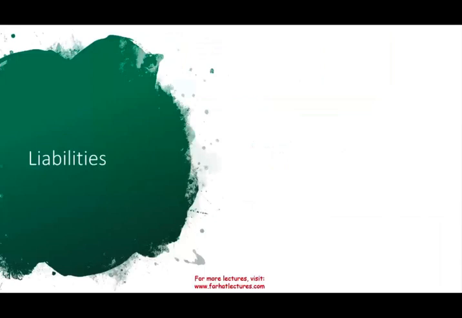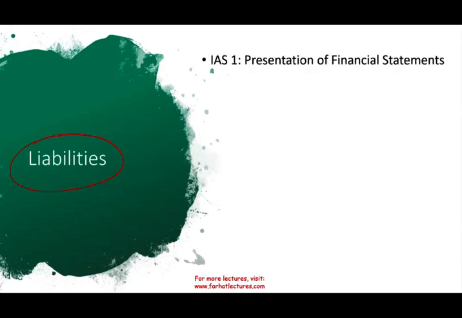Before we talk about IAS 37, we need to talk a little bit more about liabilities, because IAS 37, provisions and contingent liabilities, are forms of liabilities. If we don't understand what liabilities are, we won't be able to understand what the provisions and the contingent liabilities are. So we're going to go back to IAS 1 and the presentation of financial statements.